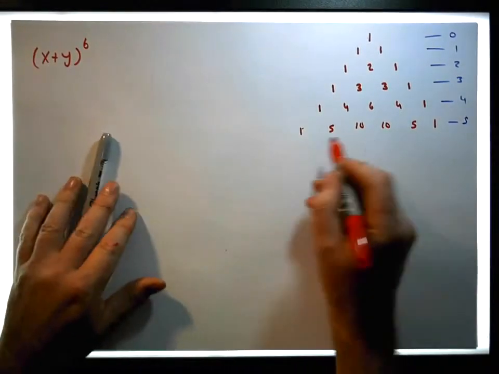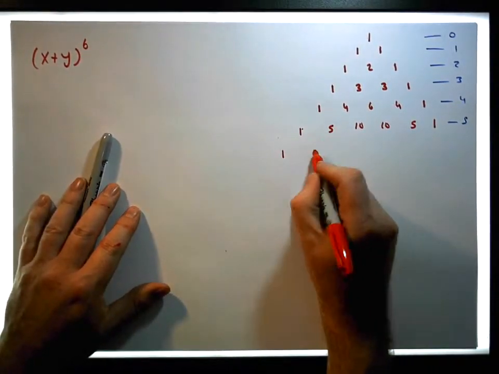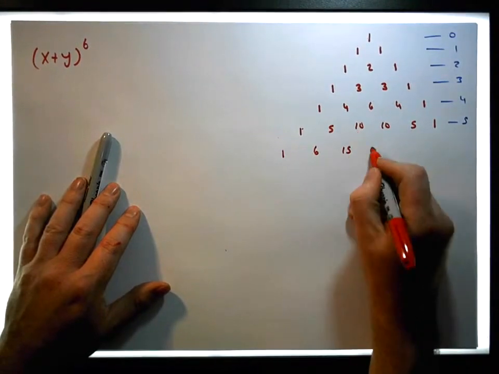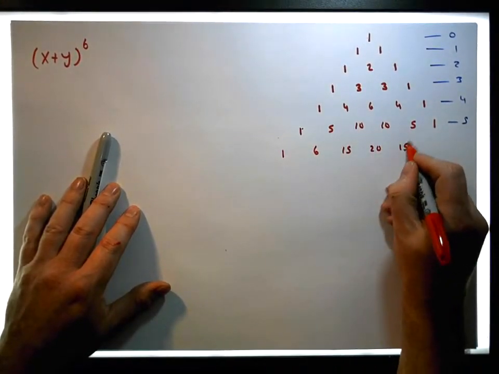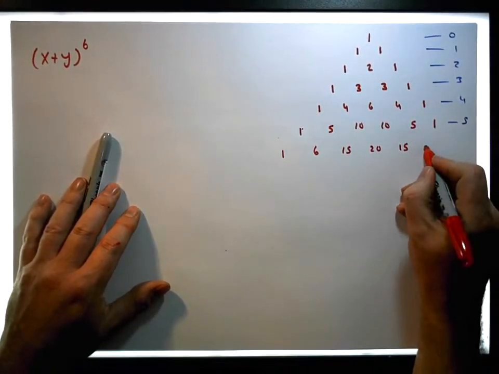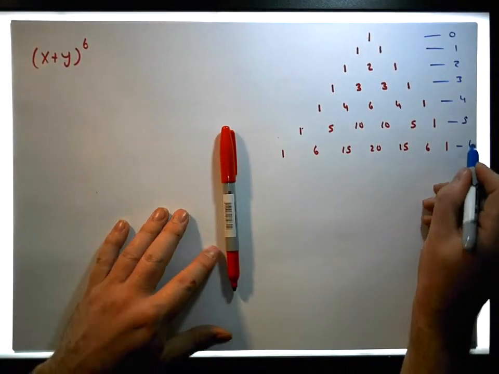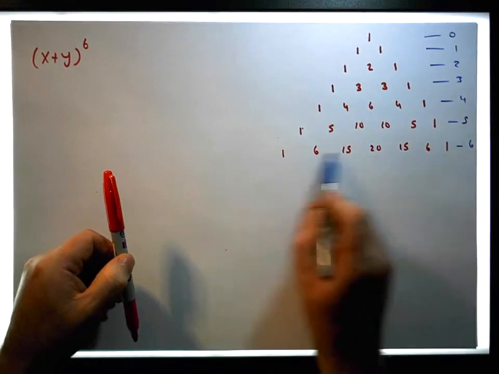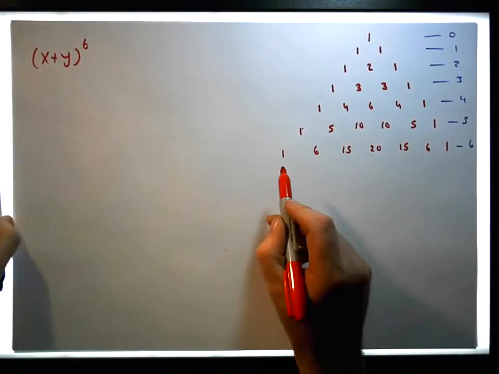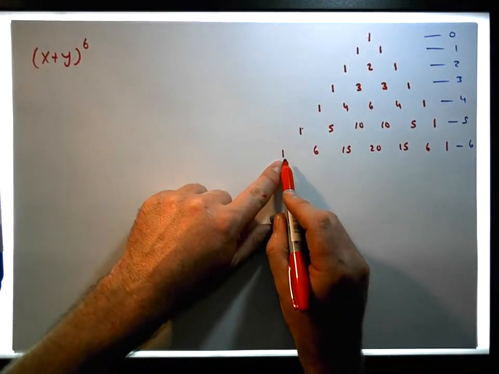And then I need the 6th one, which would be 1. The sum of these is 6. The sum of these is 15. The sum of these is 20. The sum of these is 15. The sum of these here is 6, followed by 1. This is my 6th row. So these are my coefficients for each term. These are the binomial coefficients.